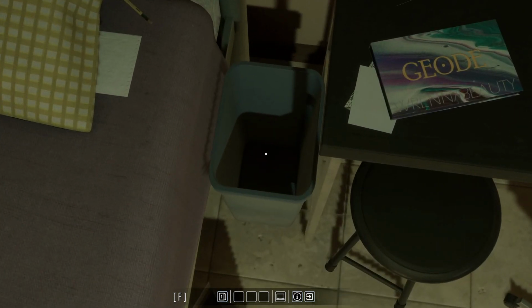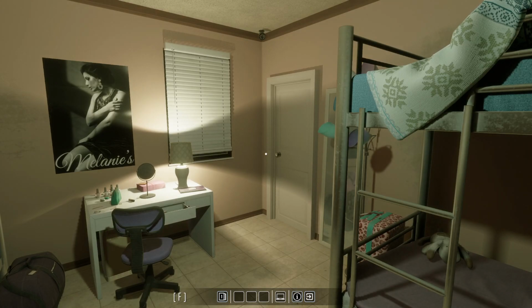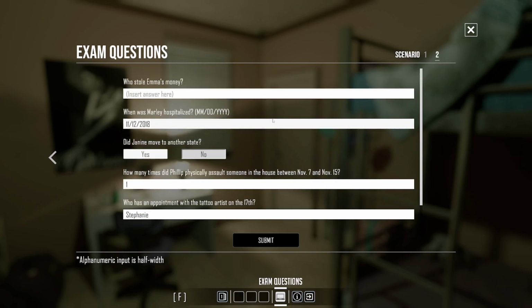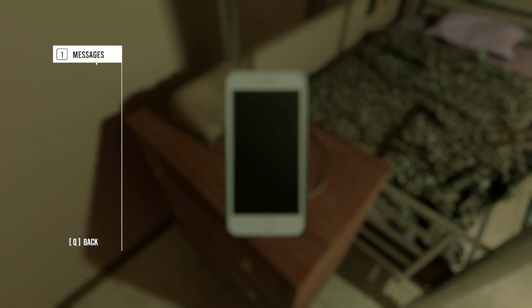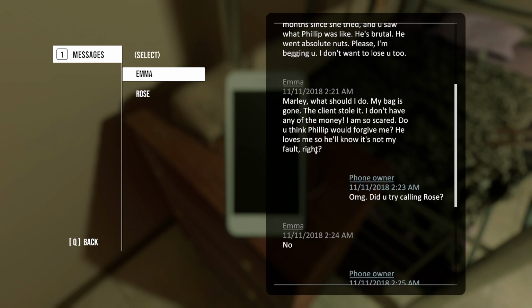Anything in the trash can? No, I don't see anything at least. So what is the question? No. And who stole? Ah, right. Somebody stole Emma's money. Client stole it.